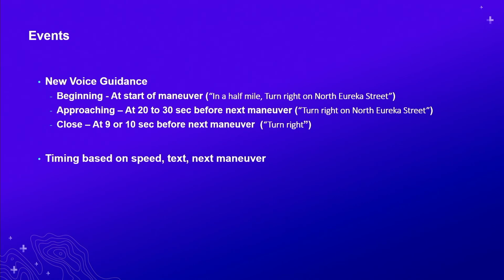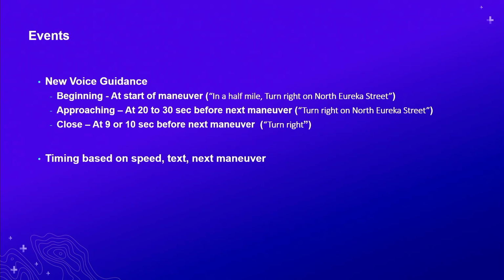The second time it's raised is when you're approaching a maneuver. So it might be when you're about 20 to 30 seconds out before the next maneuver. This is a slightly condensed version of the guidance, so it might just be turn right on North Eureka Street. And then finally, when you are close, about 9 or 10 seconds away from the next maneuver, it might give you a brief version of the guidance, something like turn right.